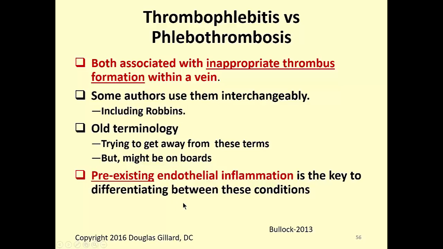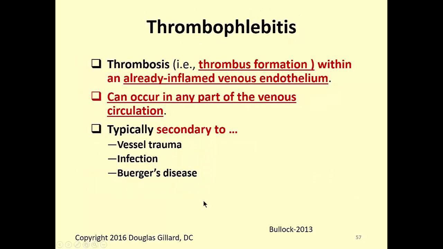So what's the key to differentiating these things? A pre-existing endothelial inflammation is the key. So if there's an inflammation predating the thrombus formation, that's the key right there. So thrombophlebitis is thrombus formation within a vessel that's already been inflamed.